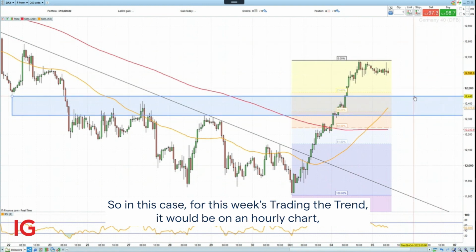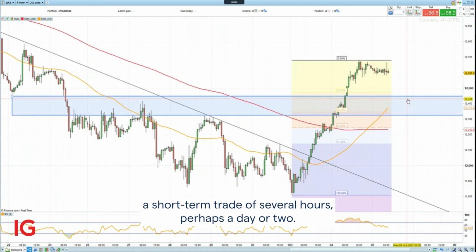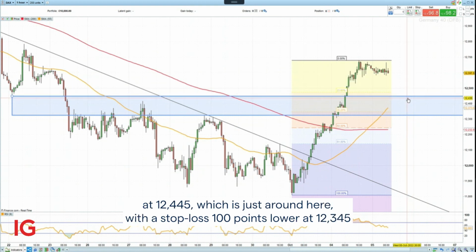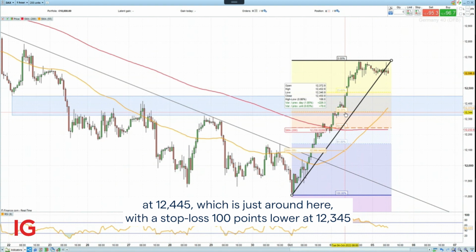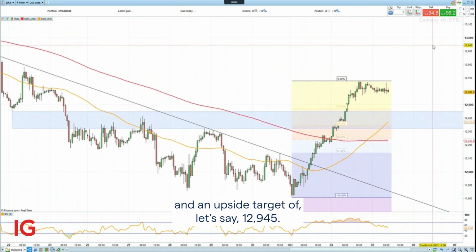So in this case, for this week's Trading the Trend, it would be on an hourly chart, a short-term trade of several hours, perhaps a day or two. And we could, for example, buy the DAX 40 contract at 12,445, which is just around here, with a stop loss 100 points lower at 12,345 and an upside target of, let's say, 12,945.